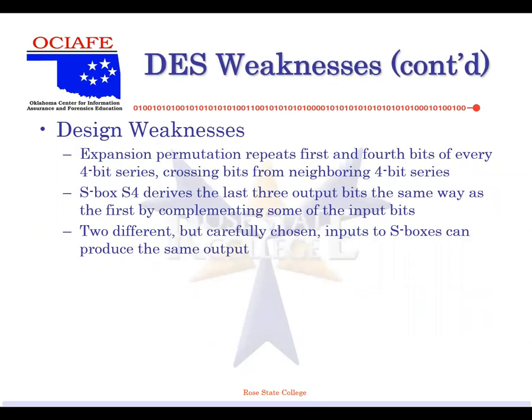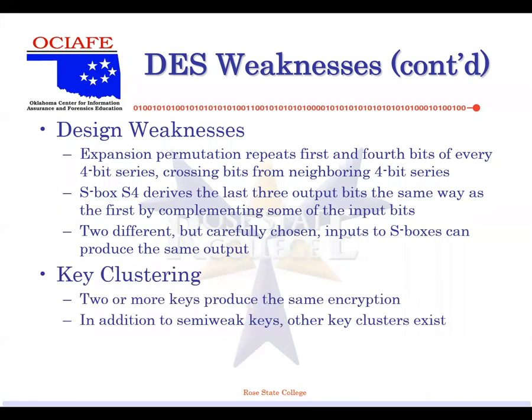Okay. Design weaknesses. The expansion permutation repeats the first and fourth bit of every 4-bit series, crossing bits from neighboring 4-bit series. S-box S4 derives the last of the outputs the same way as the first by complementing some of the input. And it says two different but carefully chosen inputs produce the same output, which is not a good thing to begin with. You should never have the same output.